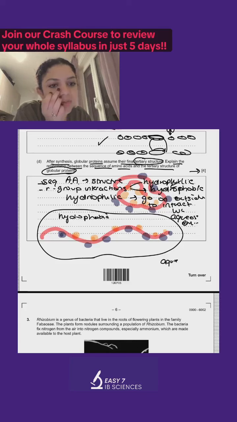Is it important to talk about the different charges between the R groups themselves? Yes, if you mean which one is hydrophobic, if by charges you mean polar and nonpolar, you can say polar and nonpolar and you would still get the mark, but you don't have to. You could just say hydrophilic and hydrophobic.